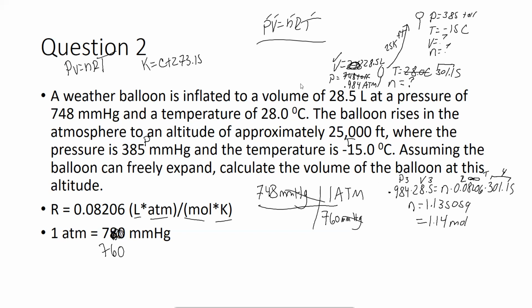And going back to what I said previously, that's 1.14. The amount of moles in this balloon doesn't change, just the height does and the volume. So that's also 1.14 moles. Now we have PV equals nRT with only one unknown, our volume.